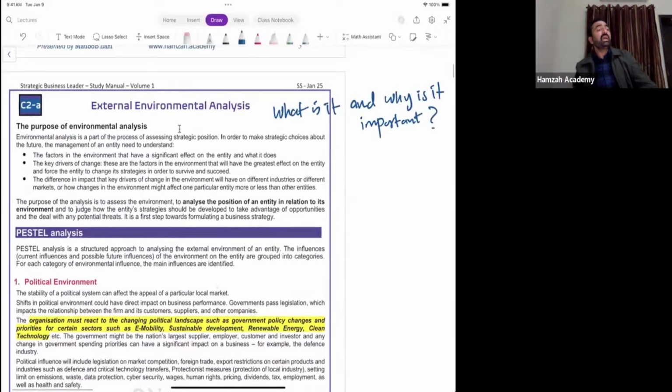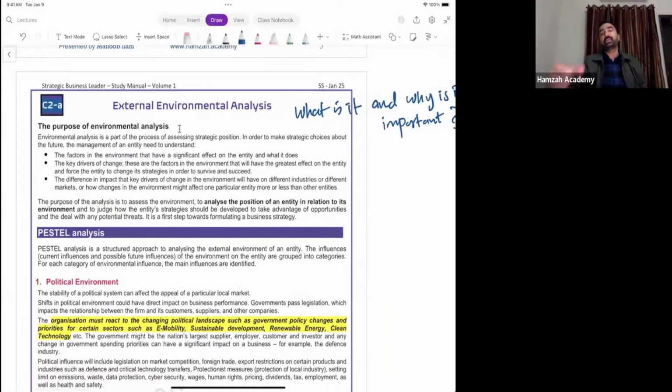External environmental analysis is the analysis of external factors which are changing outside the control of the organization, whether you talk about political changes, economic changes, environmental changes, social, technological, or legal changes. So, do you think all these changes have an effect on the strategy of the organization or not? Yes, there is an effect on the strategy of the organization.